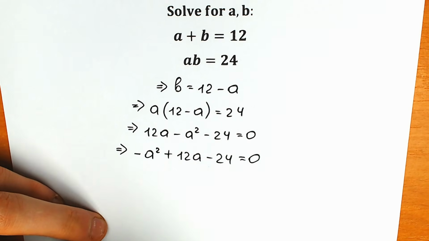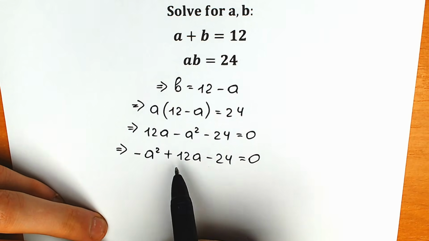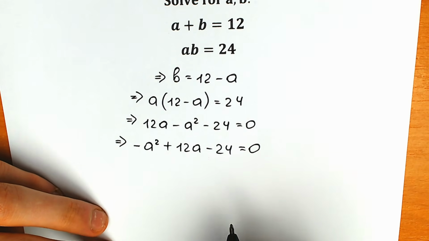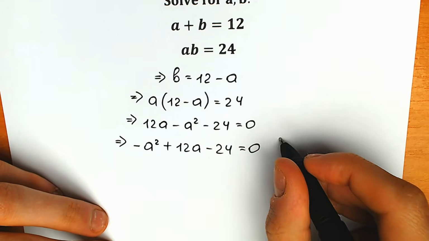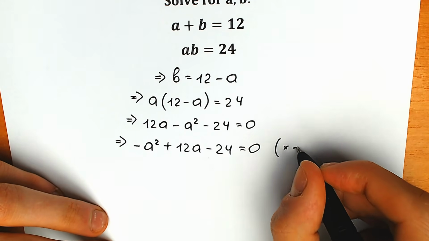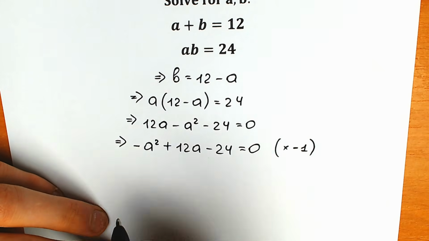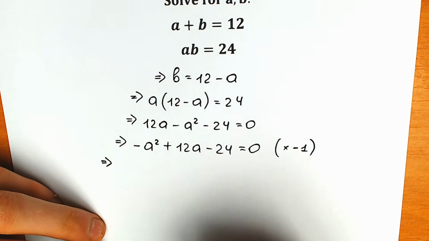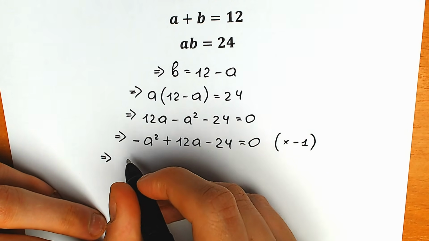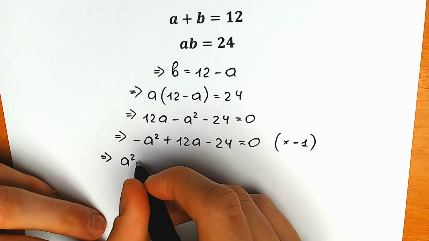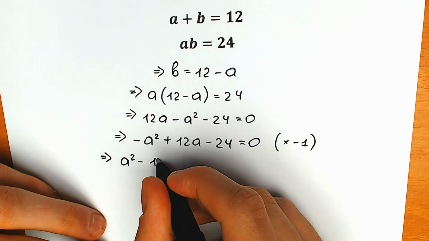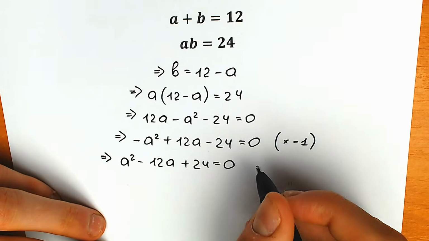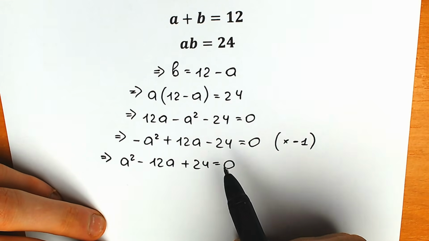And the last thing, this is a quadratic equation, but we don't like this negative sign right here. So my quick recommendation is to multiply both sides by minus 1 or divide. So let's multiply both sides by minus 1. We need to change all these signs to the opposite one. So we have a squared minus 12a plus 24 equal to 0. And I hope you understand this solution until this moment.